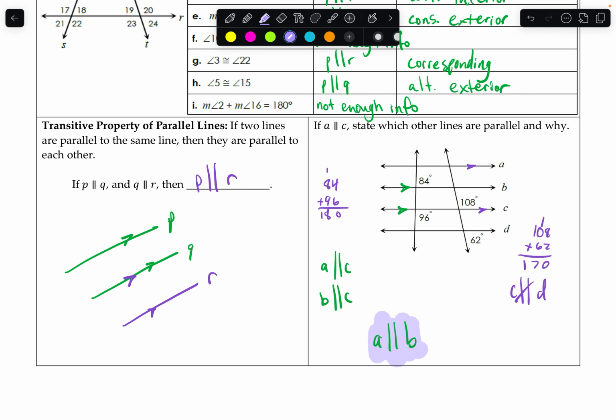And it does ask us to say why. So let's throw in some other stuff here. How do we know that A is parallel to C? That was a given. How do we know that B is parallel to C? That is because of consecutive exterior angles. And how do we know that A is parallel to B? That would be the transitive property that was just introduced on the panel to the left.